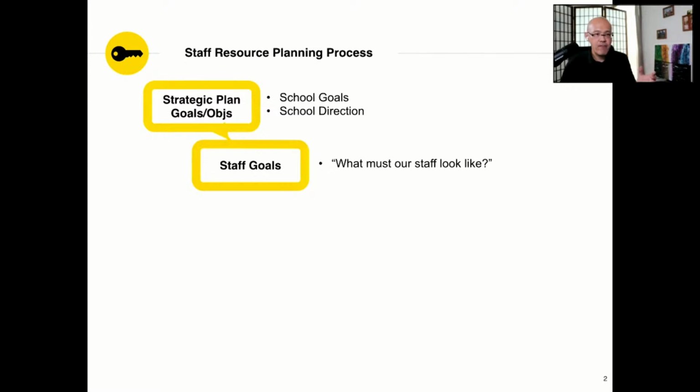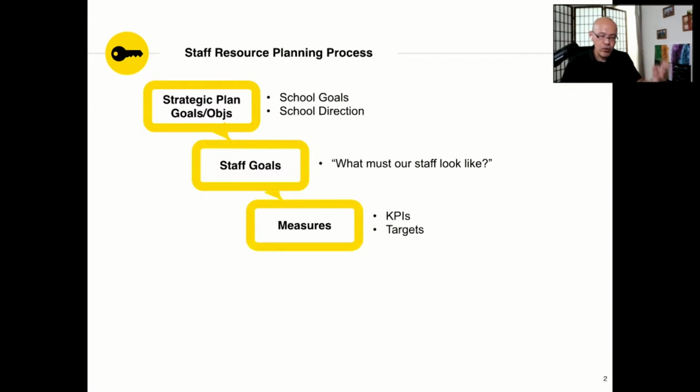Because with that kind of staff, this is how it's going to give you the possibility of achieving your organizational outcome. Now, once you have those goals, the next step is to ask yourself, how do I know when I've arrived at those goals? And this is where the measures come into place. With the measures itself, we're looking at two things. We're looking at the KPIs. We are also looking at the targets, right?